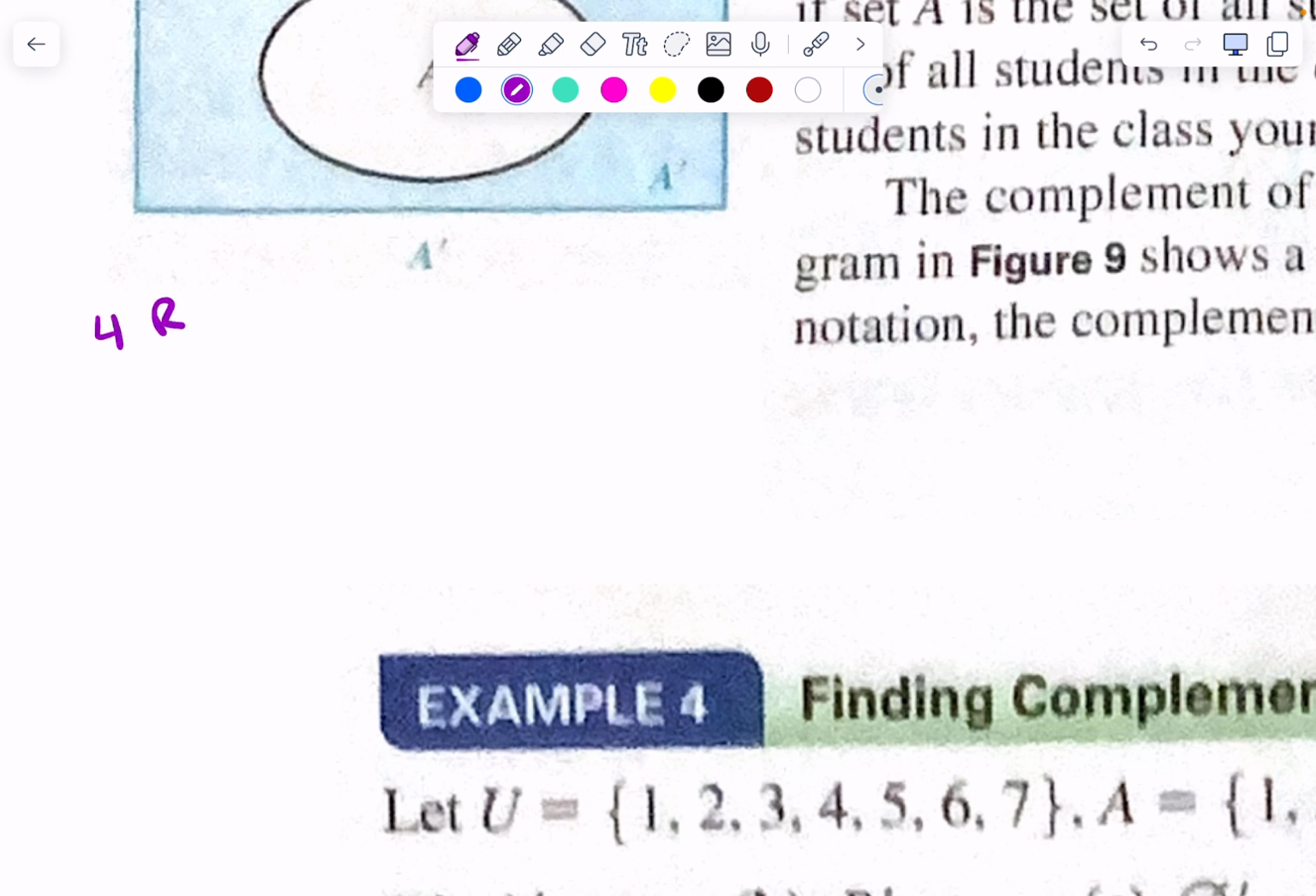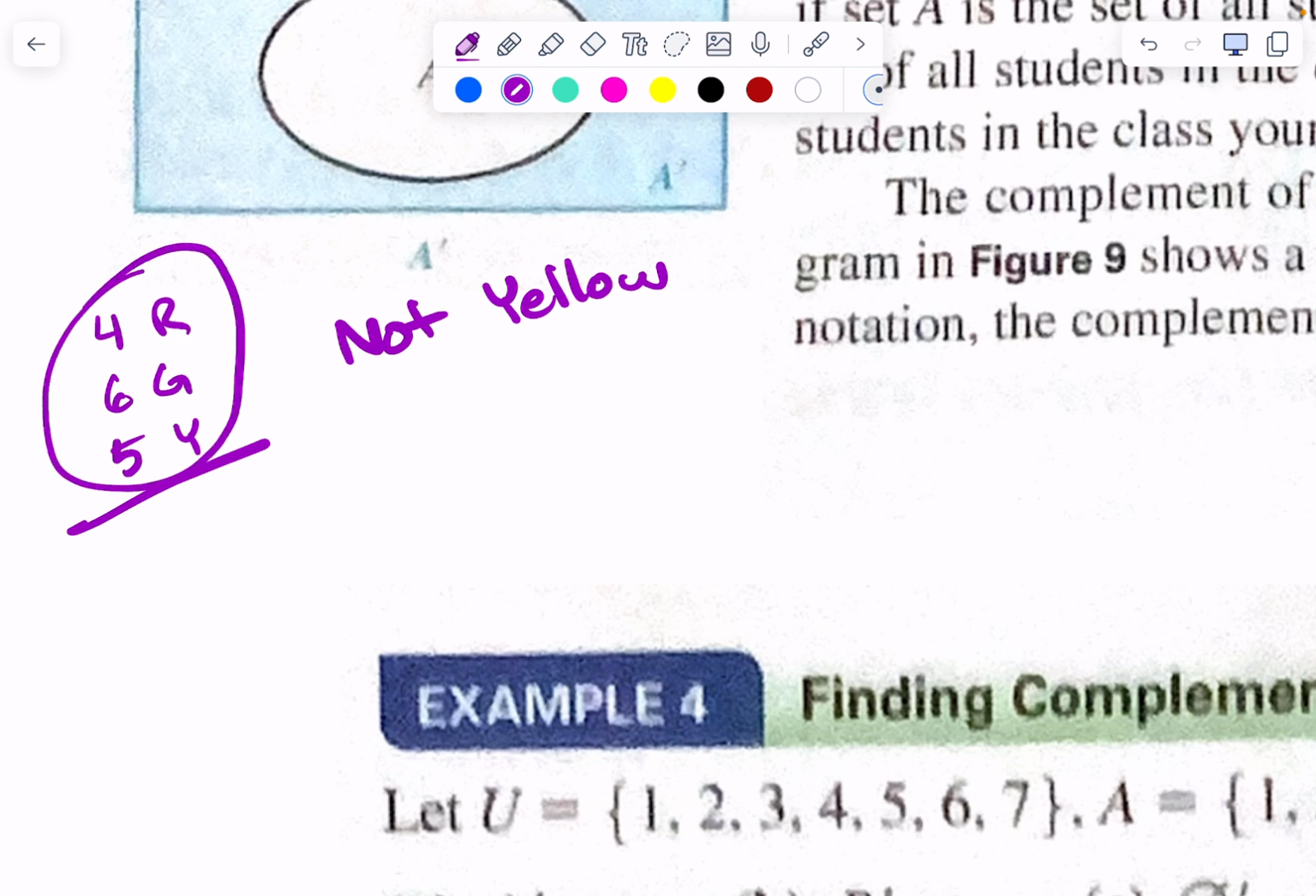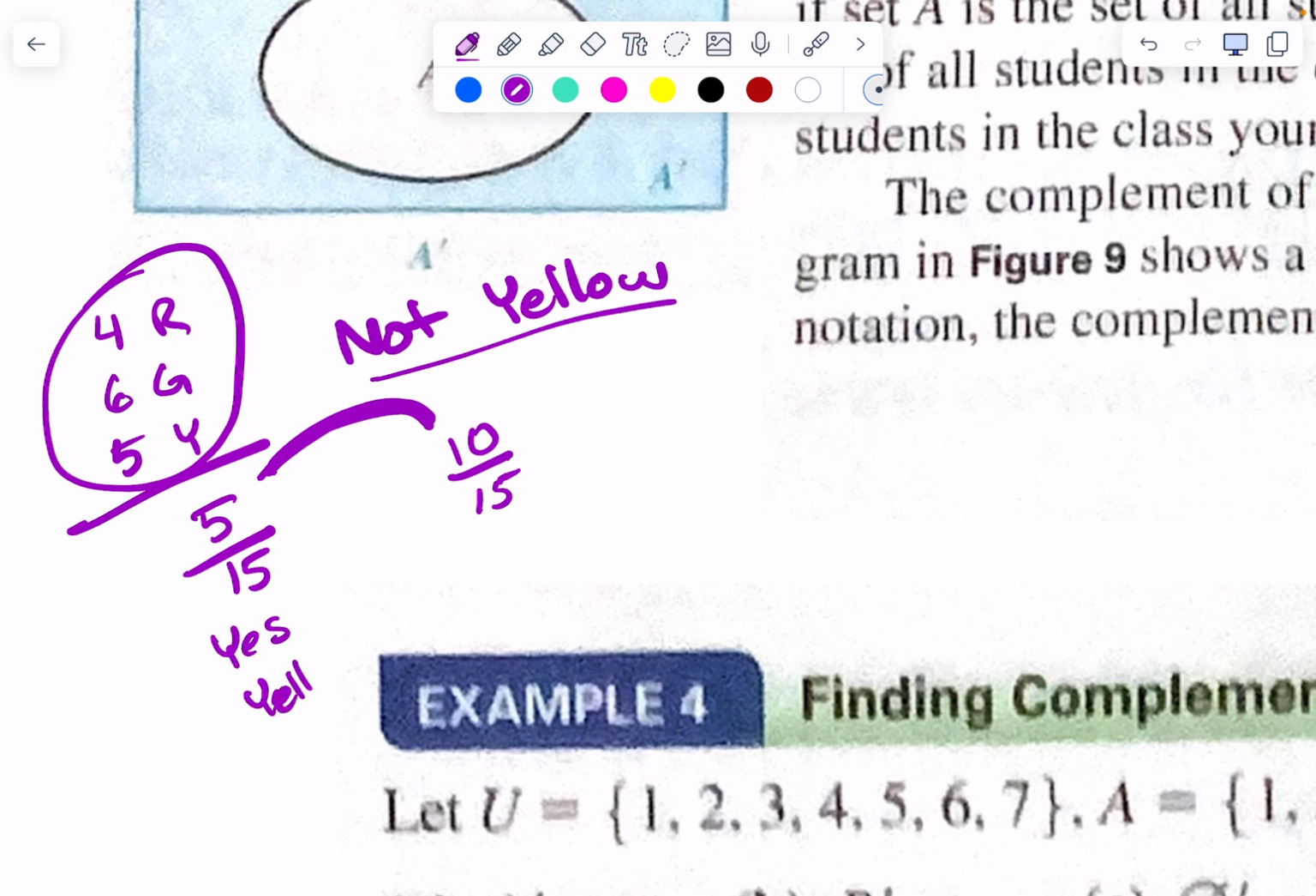Let's say I have 4 red, 6 green, 5 yellow marbles in a bowl. I want to know the probability that if I pull a marble out, it is not yellow. That's the complement. The probability that it is going to be yellow is 5 out of 15. So not yellow would be 10 out of 15. These two complement each other because this one is yes yellow and this one is no yellow. Okay, that's a complement.